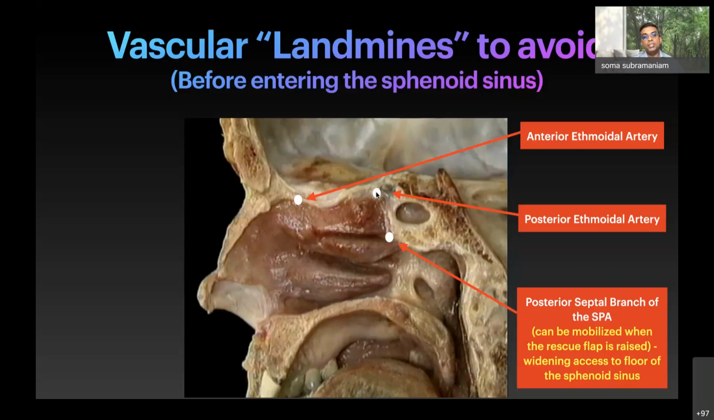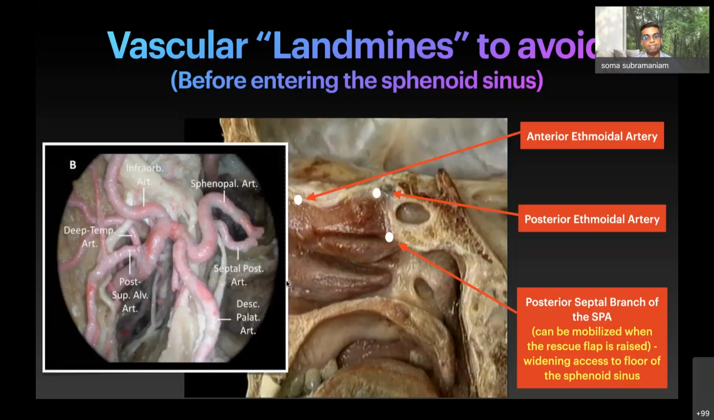The posterior ethmoidal artery is not always present. It's actually only present in about 20 to 40% of cadavers, and it's a very small vessel that is usually at the skull base. So you could hit it if you widen this anterior wall of the sphenoid sinus all the way to the top without realizing that the artery could be sitting there. So these are things that we need to be aware of before even entering the sphenoid sinus. So this posterior septal branch of the sphenopalatine is actually, you can see here, this is the main sphenopalatine artery, and this where my arrow is the posterior septal branch, a fairly big artery. So if we don't recognize it, it can bleed either intra-op or post-op.